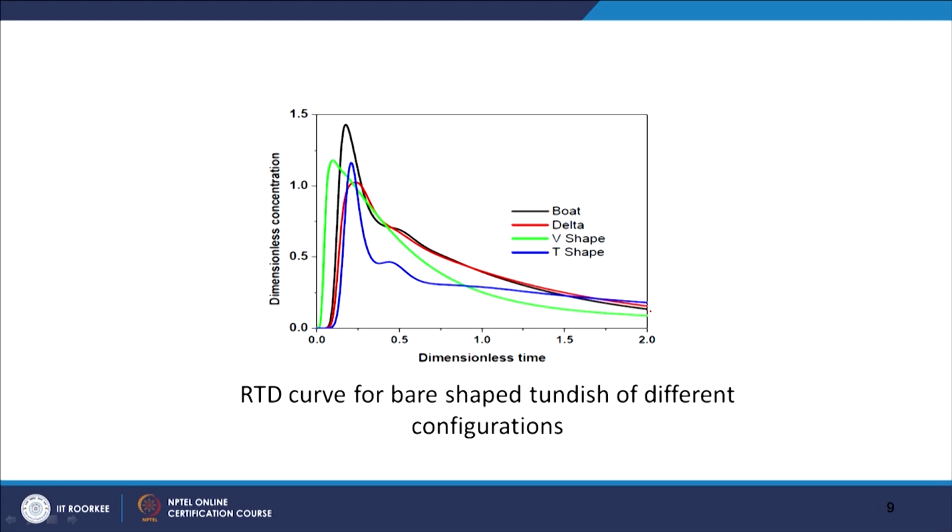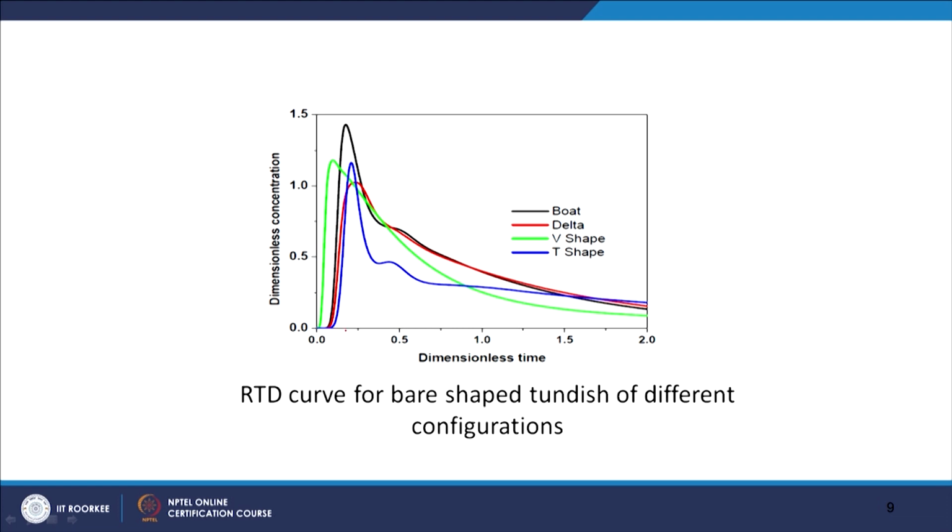Ultimately, after having the steady state velocity field, we are solving for the pulse input concentration. That is given for a small amount of time as a pulse input, and then its concentration will be measured at the outlet, and then it is plotted. What is seen, if you look at these, is that you have a higher peak in the case of the boat shape, but it is coming at a later time, maybe not so late.